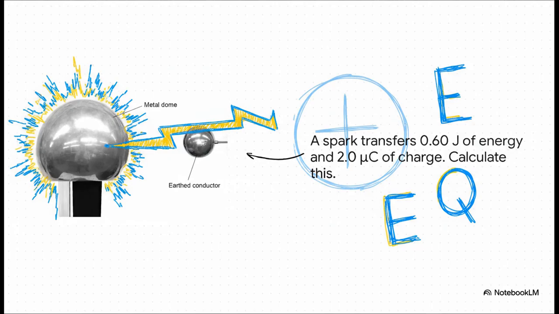You've got a spark that jumps from the dome to a conductor that's earthed nearby. They tell us how much energy was transferred and how much charge moved. Our job? Calculate the potential difference, which is just another name for voltage.